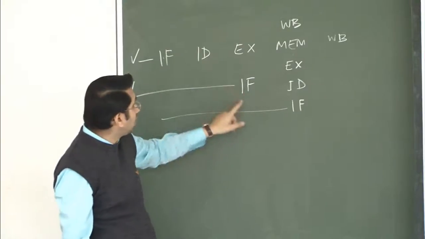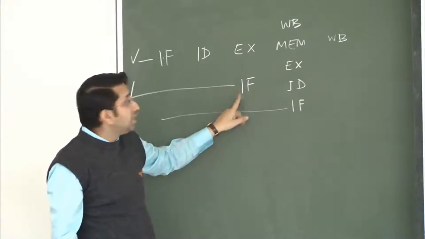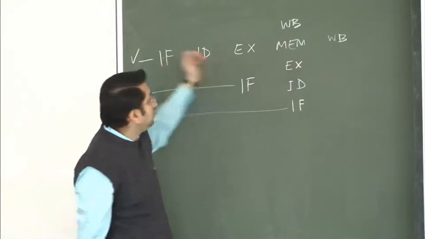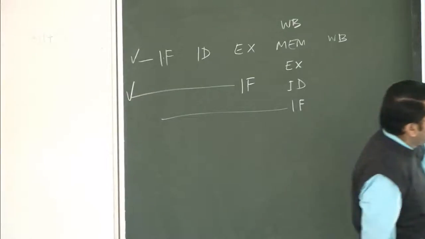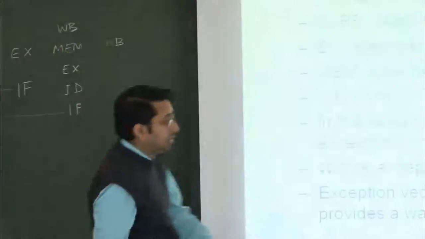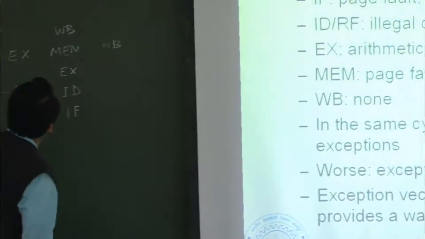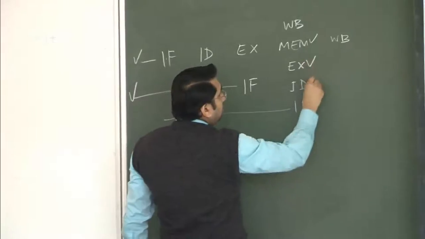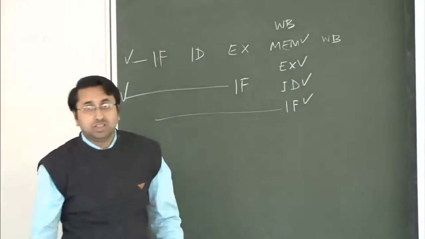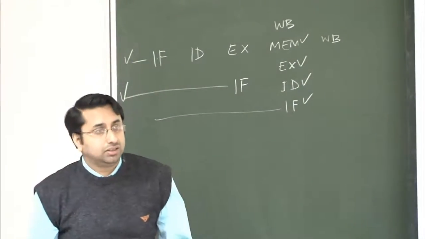This exception will show up earlier than this exception in the pipeline, because this is how my time goes. So that's exactly what he's saying. Exceptions can occur out of order. And in the same cycle, multiple instructions can raise an exception. So you can look at this cycle. There could be an exception here, here, here, here. All these four instructions can raise an exception in the same cycle.